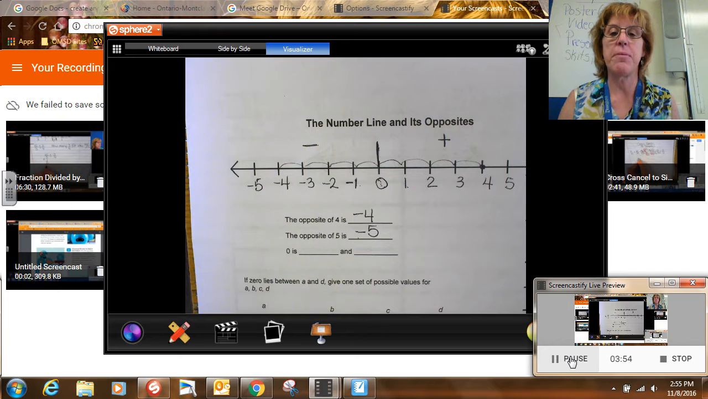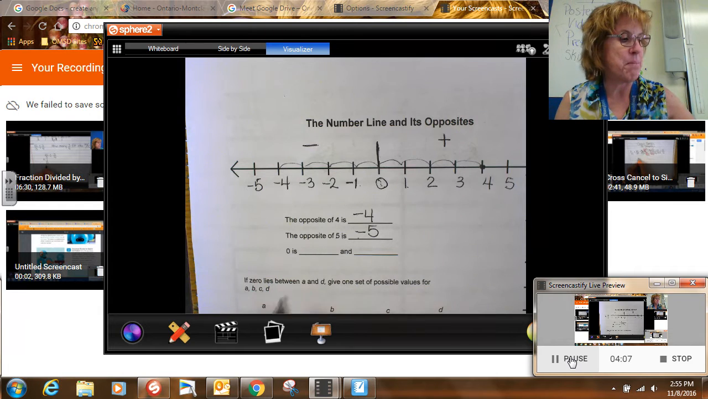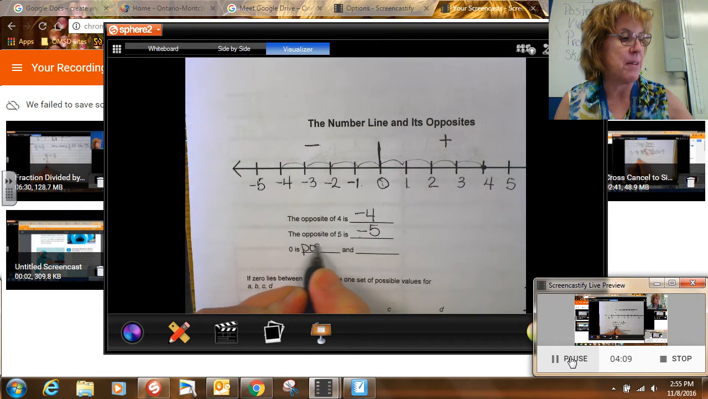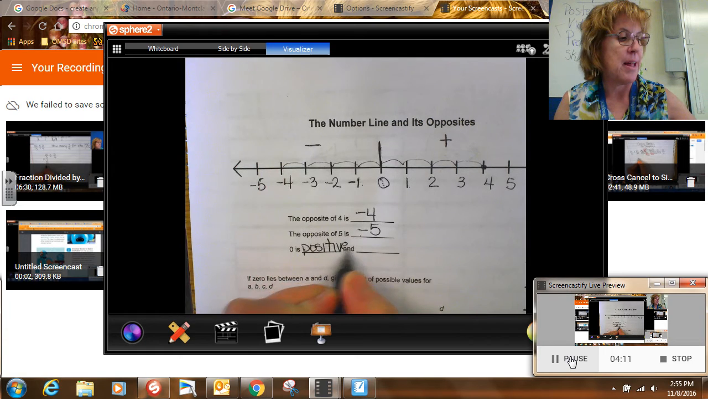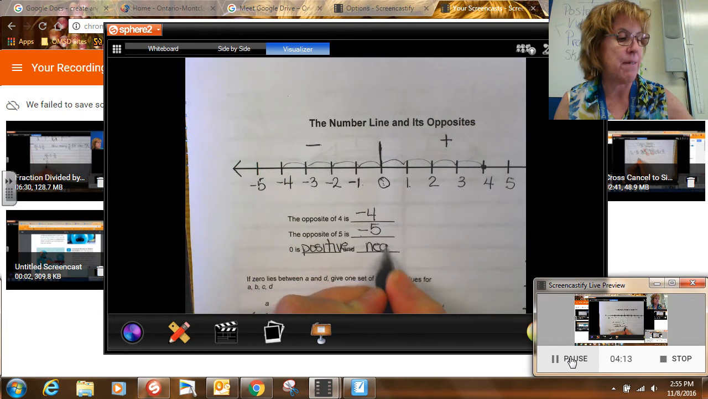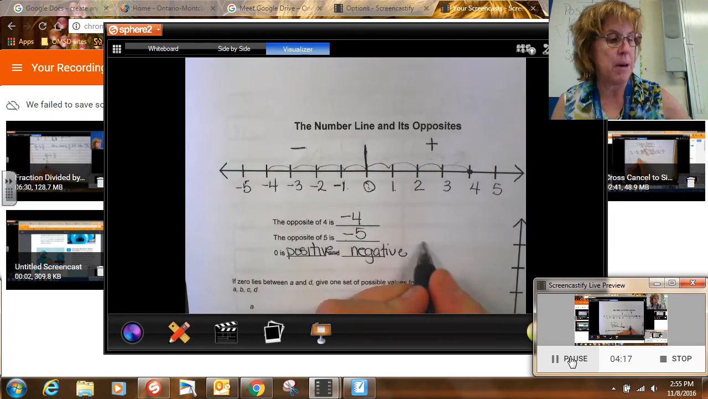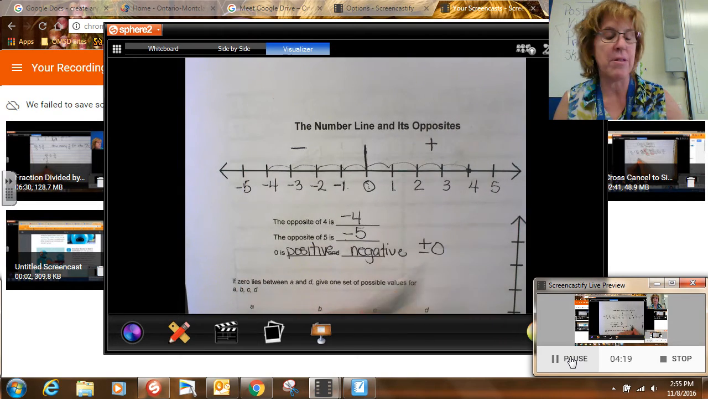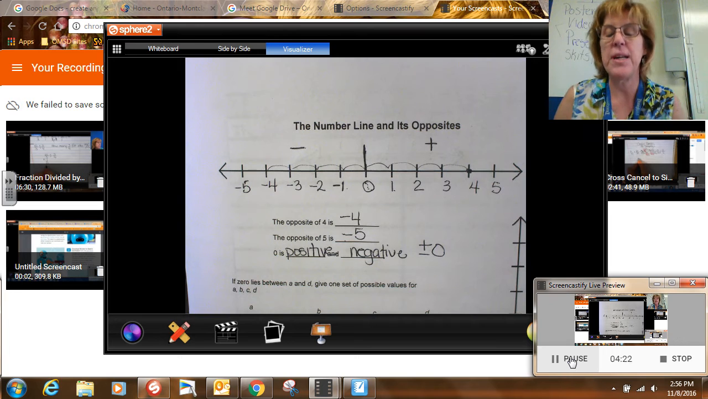Okay, so what's the opposite of 0? Is 0 a positive or is 0 a negative? Good question, Mrs. Johnston. Actually, 0 is a positive and a negative. It's a positive and a negative. And zeros are usually shown like this, positive and -0. That's pretty easy.